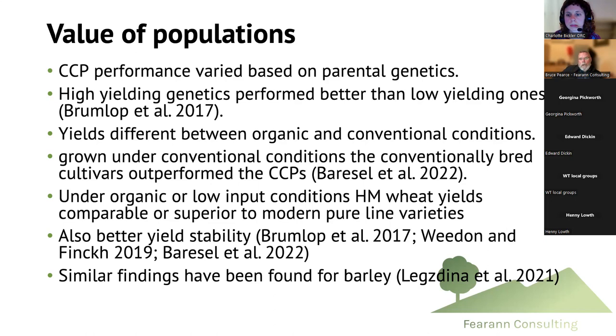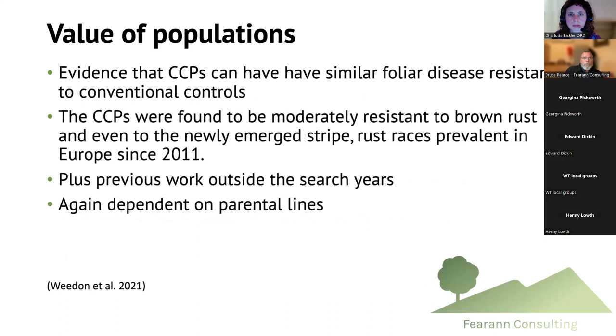There's the work I've started to look through on the barley, and again, there are a few populations on that coming out of Eastern Europe, but there's similar findings with barley. So we're finding populations in low input systems are better than single varieties, and when we're looking at foliar disease and resistance, we're again seeing CCPs have either equal or slightly less, but the resistance to foliar diseases is quite similar.